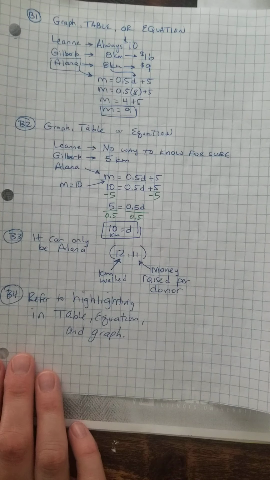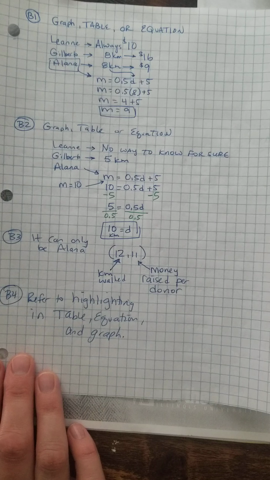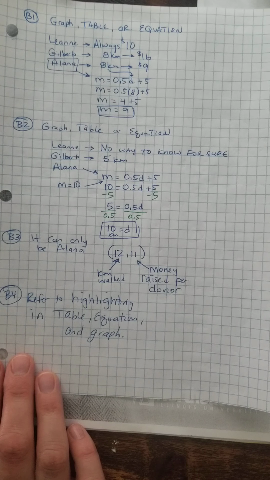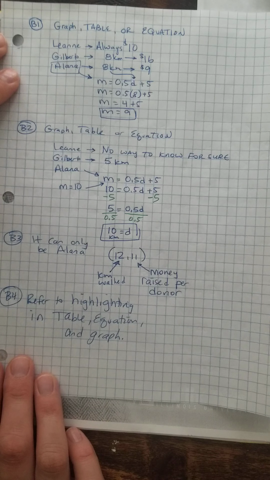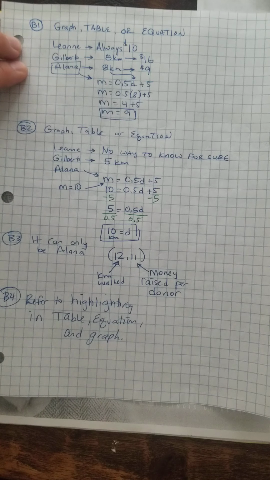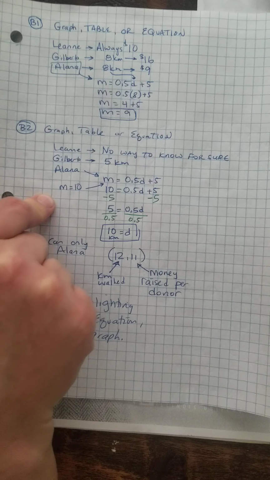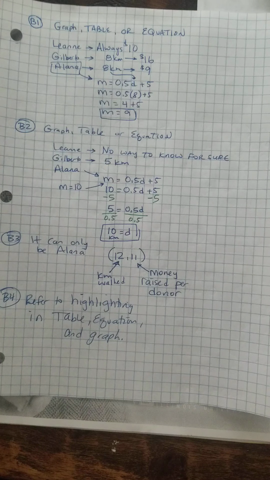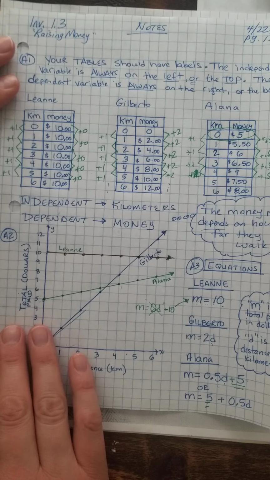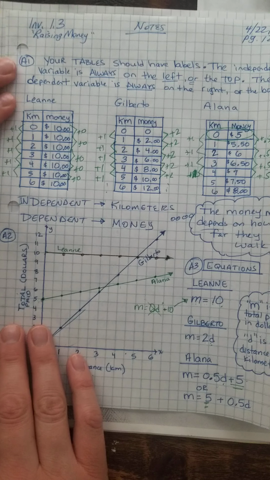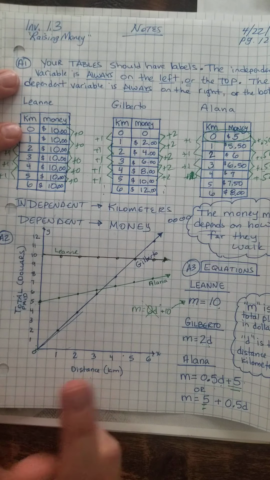Because for both B1 and B2, B1 has you looking at a constant of 8 kilometers. And then B2 has you looking at, okay, you don't know the kilometers, but you know the money. So let's talk about both of those. So there's 3 different possibilities here. If we know that the student walked 8 kilometers, you could have done one of 3 things.